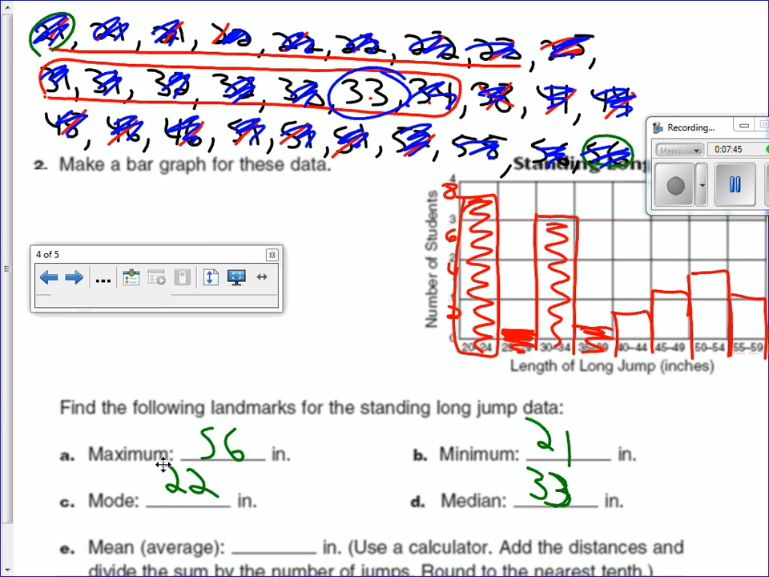All right, well, hopefully this video helped you, gave you a little refresher on how to find the maximum, the minimum, the mode, median, and the mean, okay? And if they ask you the range, kids, the range in this set of data would be my largest number subtracted from my smallest number. So it'd be 56 minus 21 would give me the range.